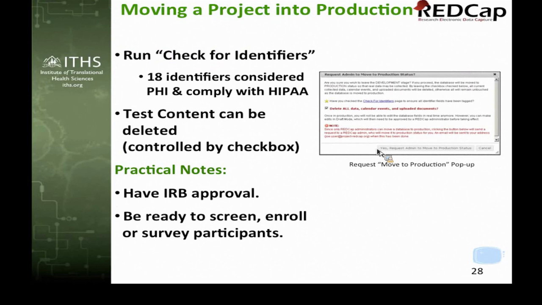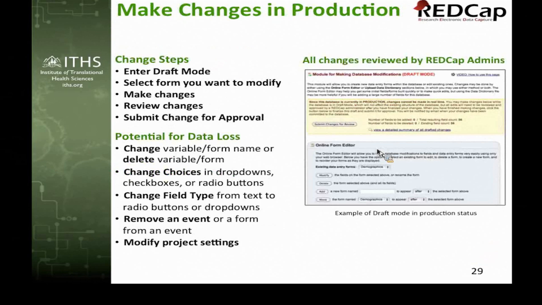Making changes in production, covered it very briefly. This is the step process. So you go to the online designer, you enter draft mode. It's a big yellow box, you can't really miss it there. You make your modifications, you review it yourself, and then you hit, on the same big yellow box up there, submit changes for approval. I will get an email with an overview of all the changes you want to make. If it's okay, I approve it. If not, I'll let you know what's the matter.